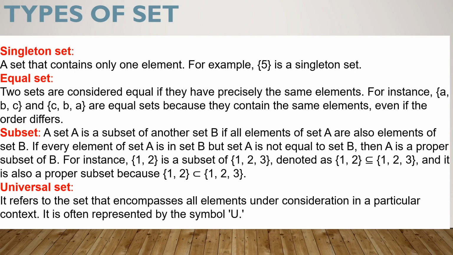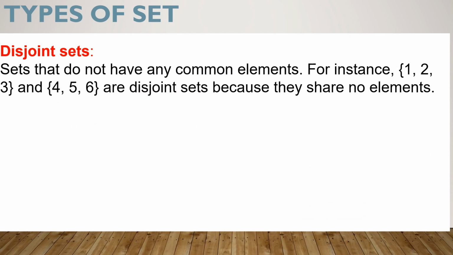Universal set is the largest set possible in a certain consideration or of a particular context. Now, moving forward from the types of set, the next type of set is disjoint sets. Sets that do not have any common elements are called disjoint sets. For two sets to be disjoint, the two sets should not share any elements.